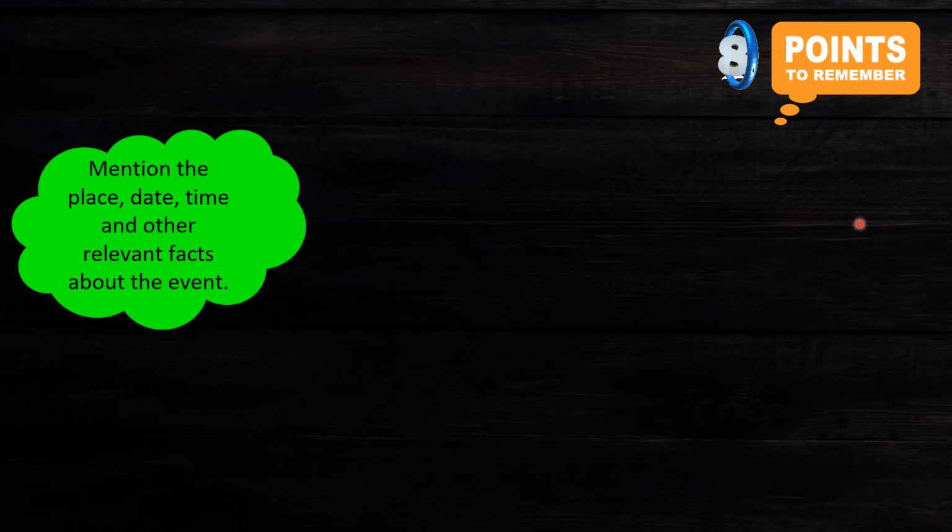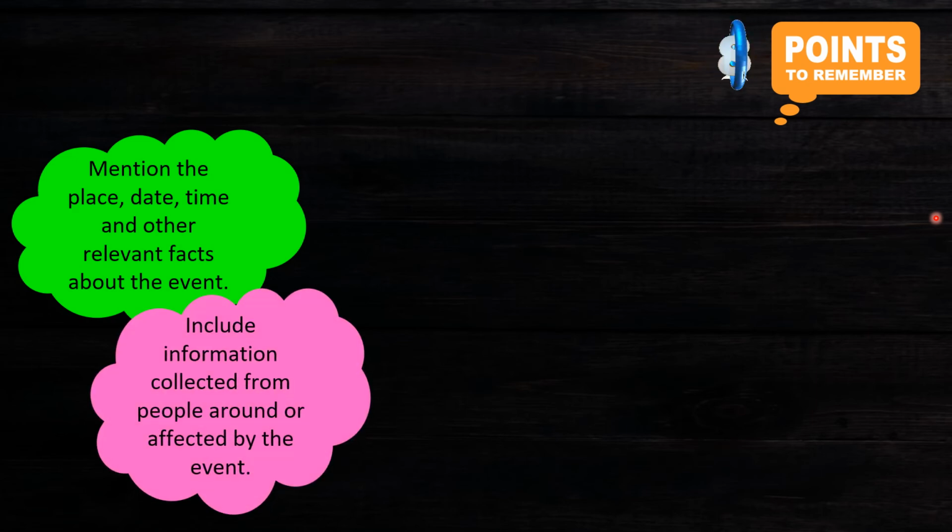Well, now what are the points to remember? First point, mention the place, date and time. As I told you, when you are writing, the month has to be spelled out. Say for example, 1st December. You cannot write 1/12/2021. It has to be 1 December 2021 or December 1, 2021. So that's how you need to write.